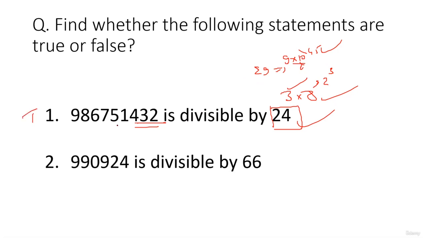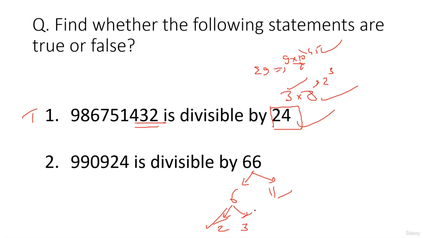All right. Same way, 990924 is divisible by 66. 66, guys, into two co-primes, you will split as 6 and 11. Also, 6 can be further split as 2 and 3. So this number must be divisible by 2, 3, and 11, all three, for it to be divisible by 66. Checking divisibility by 2: it ends with 4, it's an even number, so it's divisible by 2.